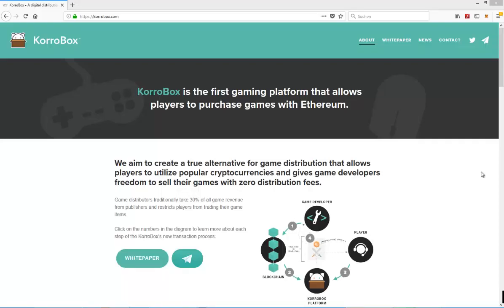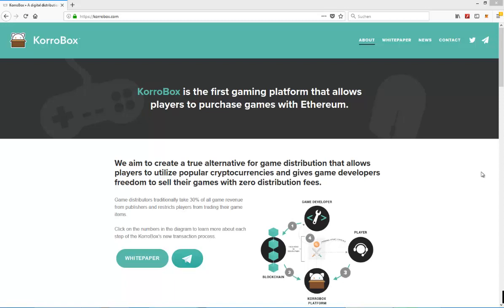Today I'm going to take a quick first look at Korro Box. I think that's how you pronounce it. Now, what is Korro Box? It's basically a decentralized app, a DApp, running on the Ethereum blockchain, and it tries to be the first Steam on the blockchain, basically. So as you can see here from the screen, Korro Box is the first gaming platform that allows players to purchase games with Ethereum.